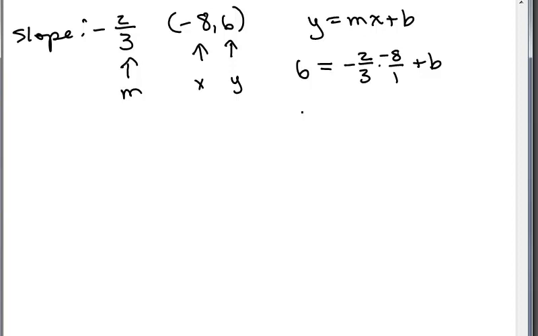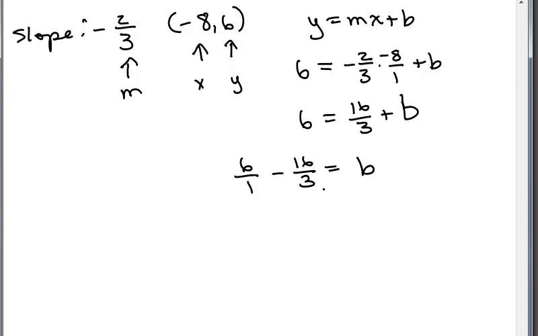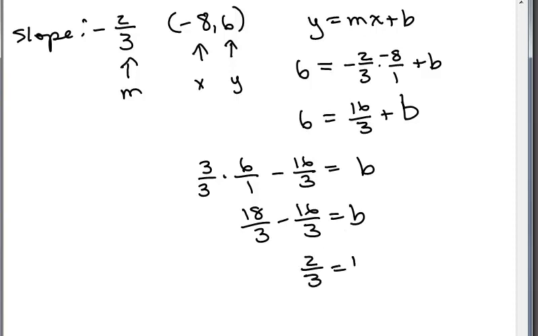So I have 6 equals, nothing cancels, negative 16/3 plus b. Don't get that confused with a 6. So to solve for b, I'm going to add 16/3 to both sides. So I have 6 over 1 minus 16/3 equals b, and I'm going to get a common denominator. So I get 18/3 minus 16/3 equals b. So b is 2/3. But the problem said to write the equation of the line in slope-intercept form. So now I know my slope, that's right here.